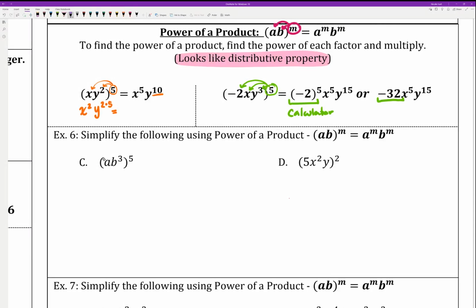First, we have parentheses a to the power of 1. Again, you can imagine that has an invisible 1 on it. B to the power of 3. And then there is a 5 on the outside. That 5 is going to get distributed to the a as well as the b. So a to the power of 1 times 5 and b to the power of 3 times 5. 1 times 5 is still 5, so a to the power of 5, and then b to the power of 15, because 3 times 5 is 15.